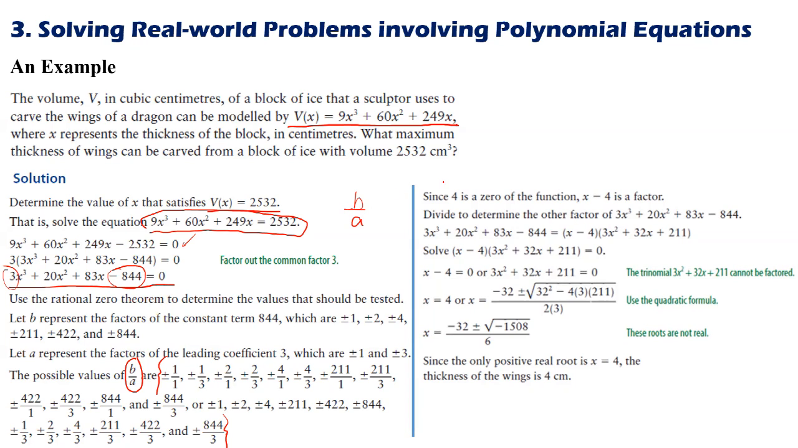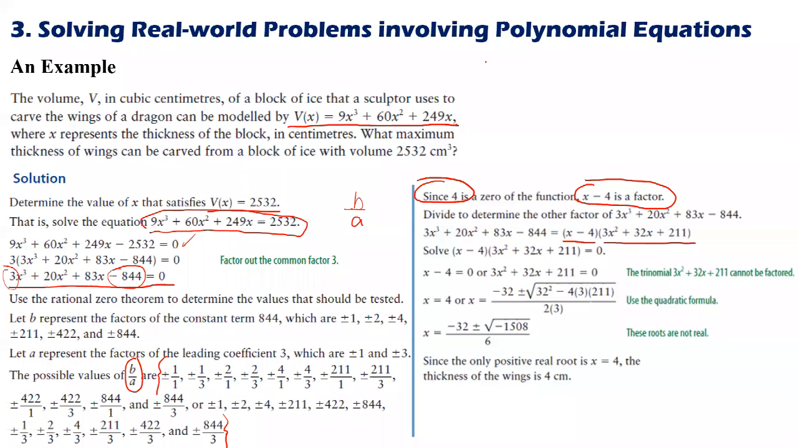So luckily, when you check 4, you can find that 4 can make the expression on the left-hand side be 0. So that means x minus 4 must be a factor. As long as you got one factor, you can find the other using the long division, right? And by using the long division, we can find the other factor is 3x squared plus 32x plus 211, right?